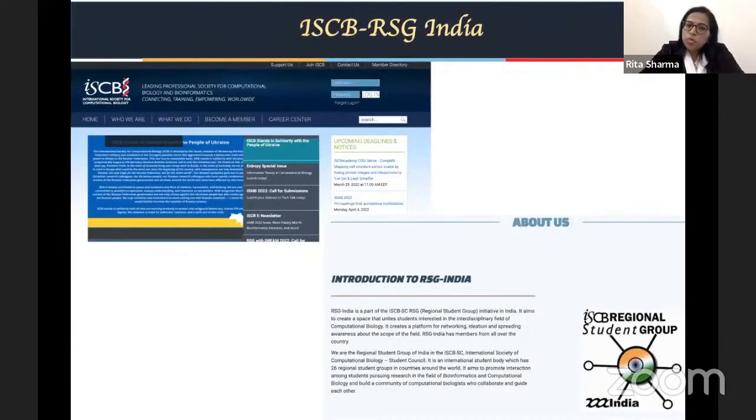There are student groups also who are taking initiatives to connect with each other. International Society of Computational Biology has a regional student group format where the students can come together to make a regional group of any country. So there is RSG India, there is RSG US, Australia, Sri Lanka, and so on. These student groups come together and then they network and they organize events. So we have an RSG India team who is very active. I'm faculty advisor for them.